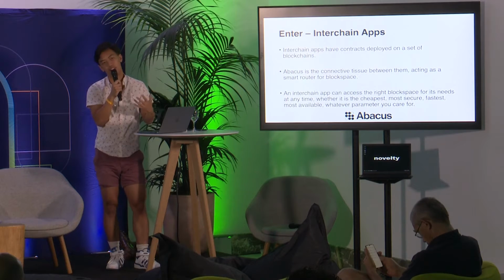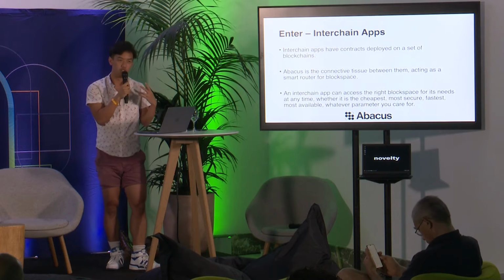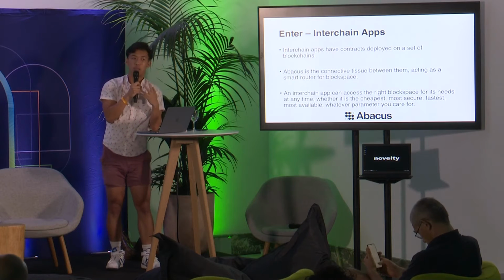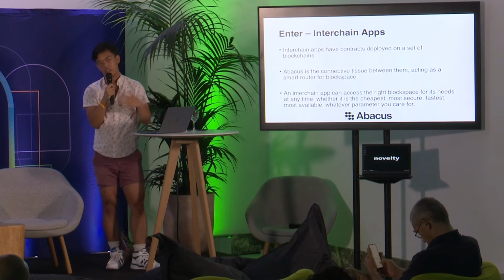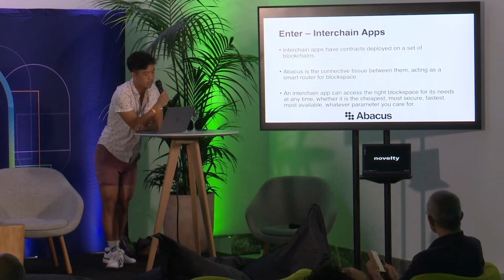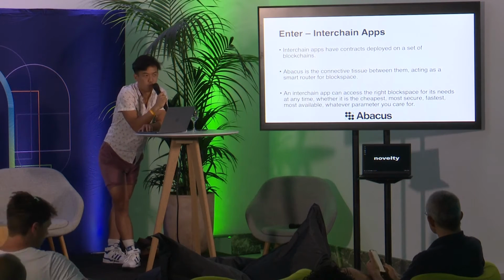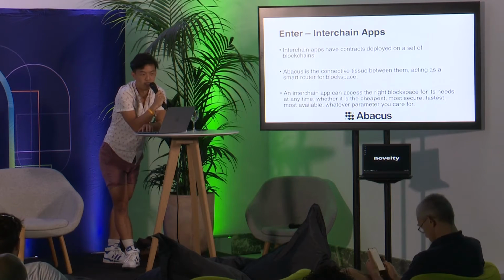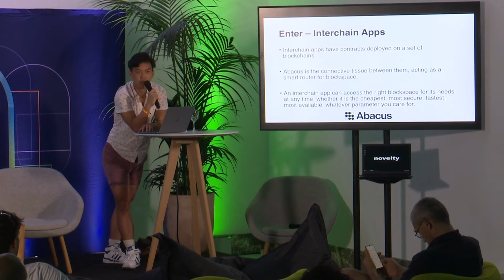But then maybe for small trades where you don't need that high level of security, you might want to access cheaper, more accessible block space like Celo, or like what many people do with Polygon. And so Abacus basically allows you to pick whatever block space you need for your particular application, not only for your application, but for your specific use case within your application.